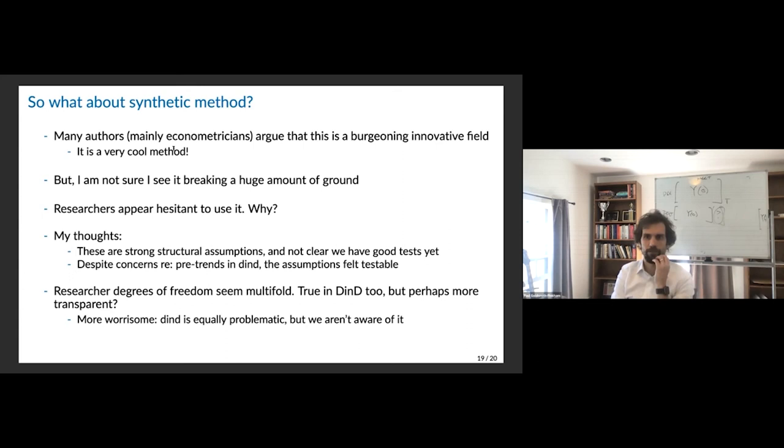The researcher degrees of freedom seem multifold. And by that, I mean, if you dig into it, and I didn't dig into all the pieces, but I have some references on the next page, there are a lot of choices when you end up doing this. How many time periods backwards do you look? What do you match on? What scaling do you use? How much do you keep tweaking it in order to get the best version of this?